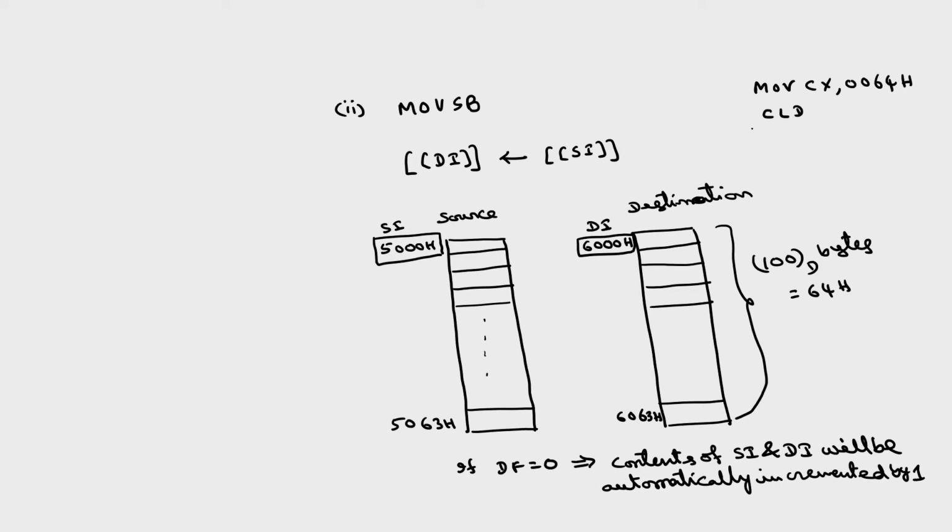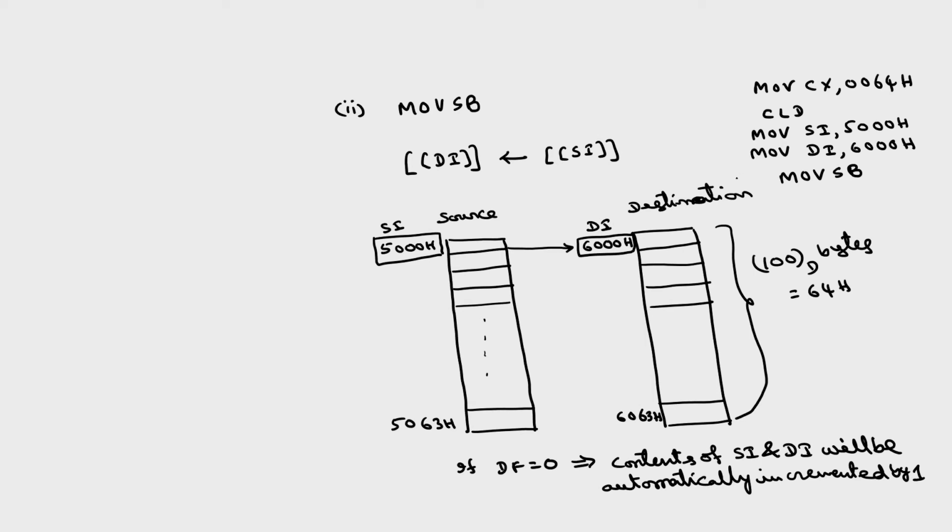Then you have to load: MOV SI, 5000H, MOV DI, 6000H. Then MOVSB, move string byte. If I write move string byte, this will execute only once. So the contents of 5000 will be transferred to the contents of 6000.